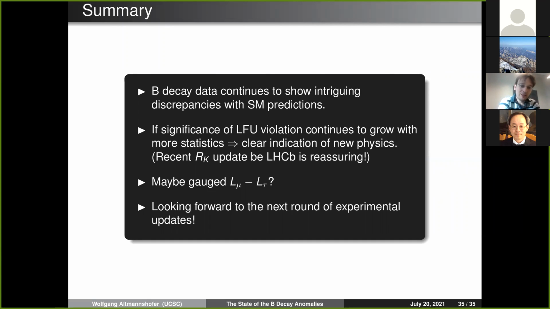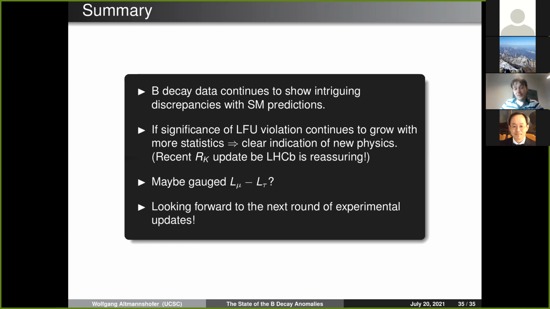So, for several years, these B decay results show discrepancies with standard model predictions, and they persist with the new data. What is particularly interesting are these lepton flavor universality ratios, because they are theoretically very clean. So if the significance of those anomalies of Rk and Rk star in particular continues to grow with more data, then this would be a very clear indication of new physics.